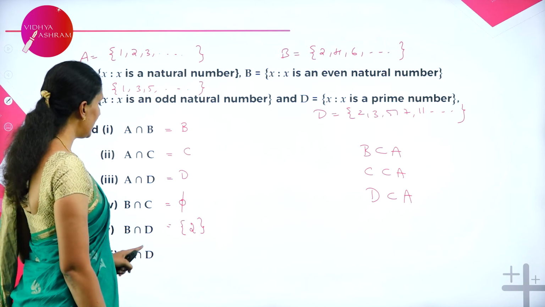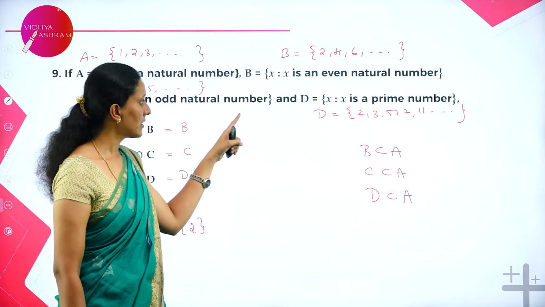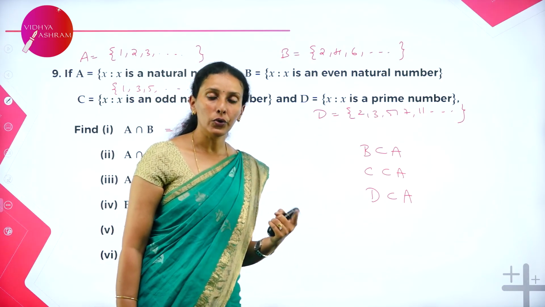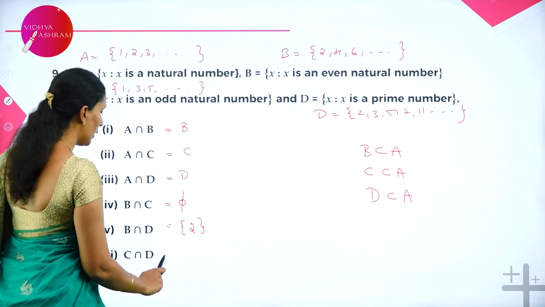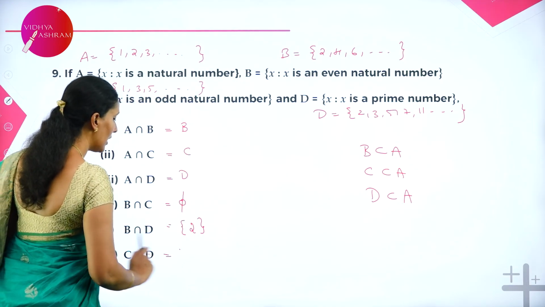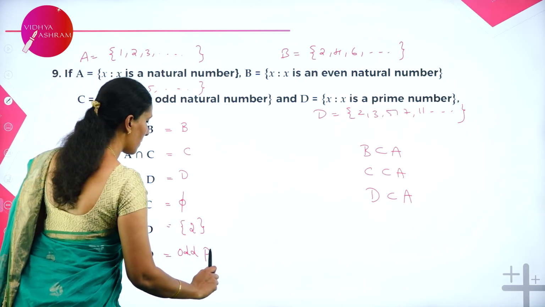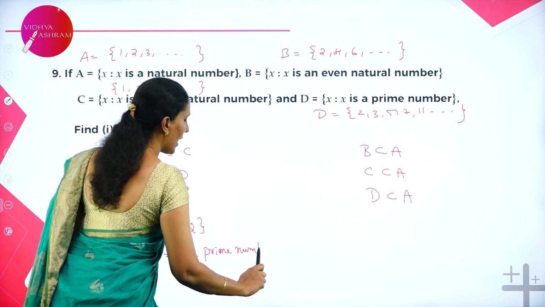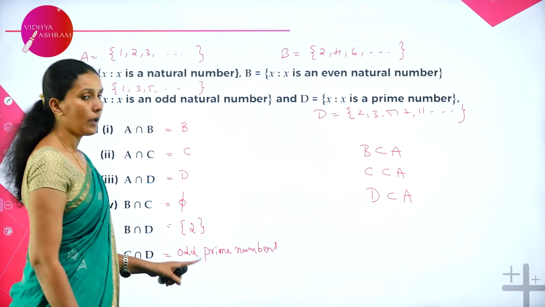Next we have C intersection D. C is the set of all odd natural numbers, but D is a set of prime numbers which include 2 and the odd prime numbers. So the only common elements here you can write as odd prime numbers. You can't take other odd numbers because they are not prime.